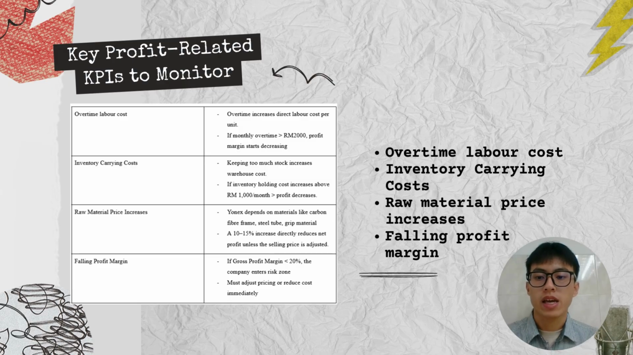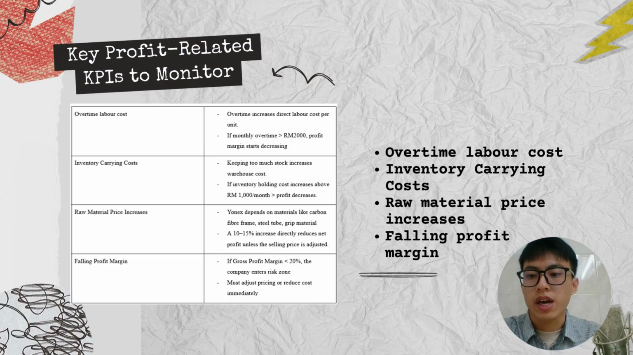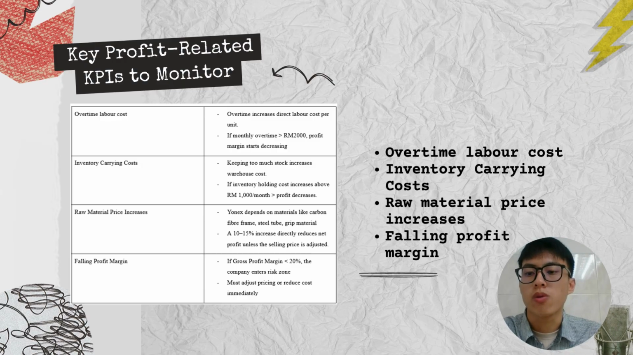The second KPI is inventory carrying cost. Keeping too much inventory leads to higher warehouse and storage expenses. For example, if the company has excess stock and the inventory holding cost goes above 1,000 ringgit per month, profit begins to decrease. Monitoring this KPI helps prevent overstocking and encourages better inventory turnover.